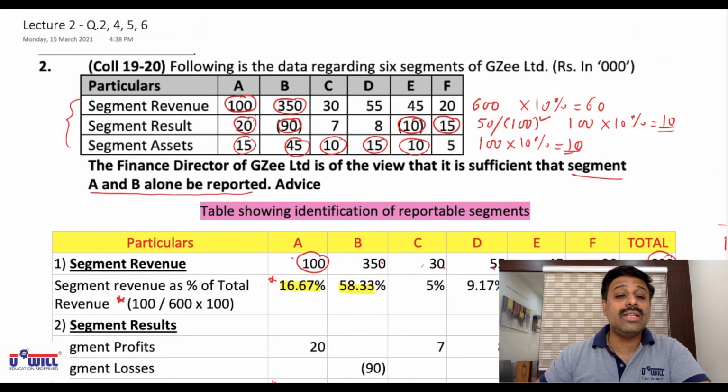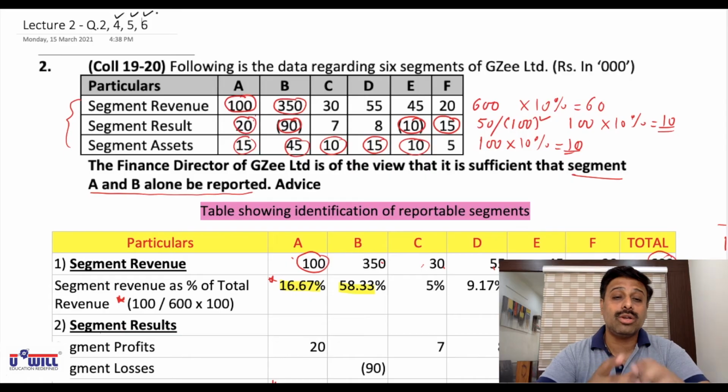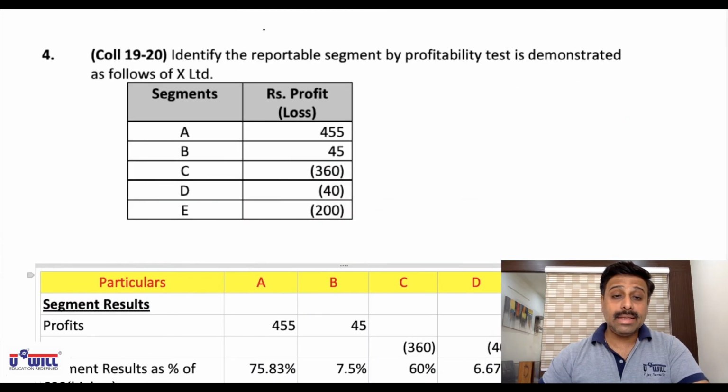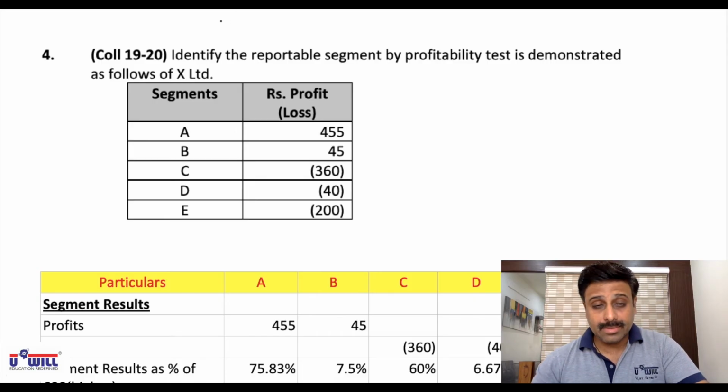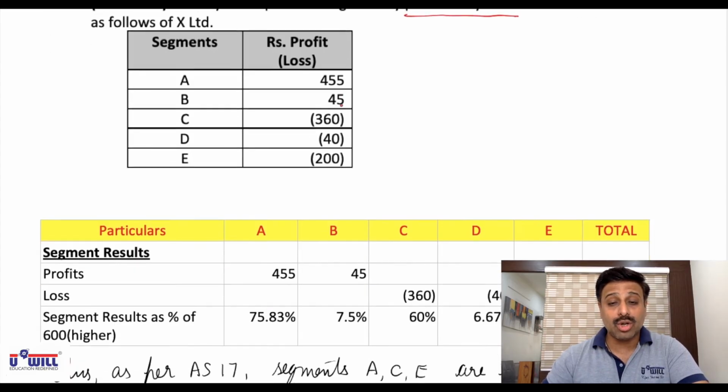Now, all of you try all these three questions on your own, 4, 5 and 6, and then you find the solutions in front of you. You verify whether you have done it correct or not. Start solving question 4, 5 and 6. Yes, I hope everyone of you would have done the solutions. Check your answers now. Identify the reportable segment by only profitability test demonstrated as follows of X limited. Only profits or loss are given.